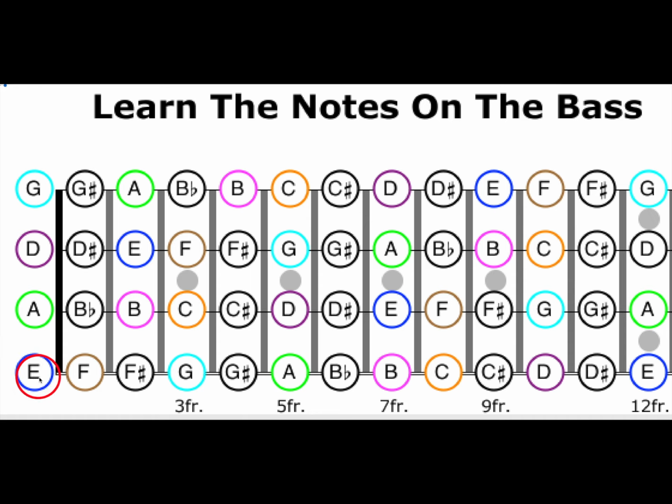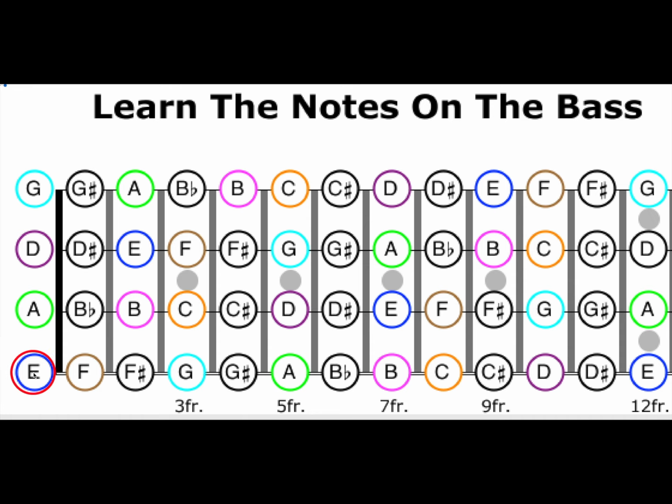E, the 1st fret is F, the 3rd fret is G, then we run out of letters and we go back to A, B, C, D, and we're at E again. E on the 12th fret, just like E on the open note. That's what they call the octave. So the notes are in alphabetical order.